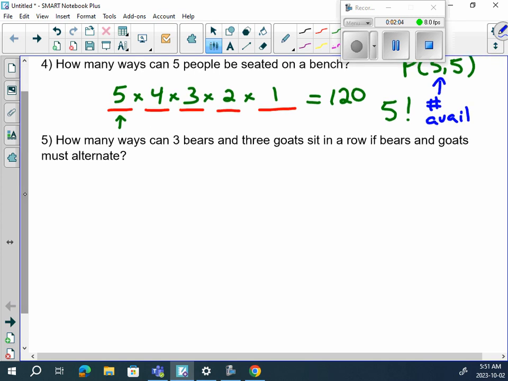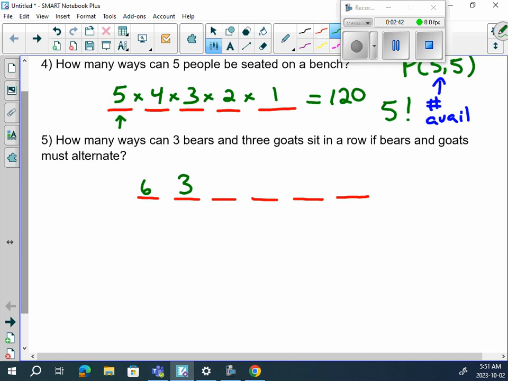How many ways can 3 bears and 3 goats sit in a row if the bears and goats must alternate? So once again, I'll start always thinking through these problems with there are these positions available, whether they're positions in a number, positions on a bench, positions just sitting somewhere. A couple of different options here, but the first one, I see there are 6 animals available. So there are 6 different things that could be sitting here. Regardless of which one I choose, whether it is a bear or a goat, there are only going to be 3 in the next position.